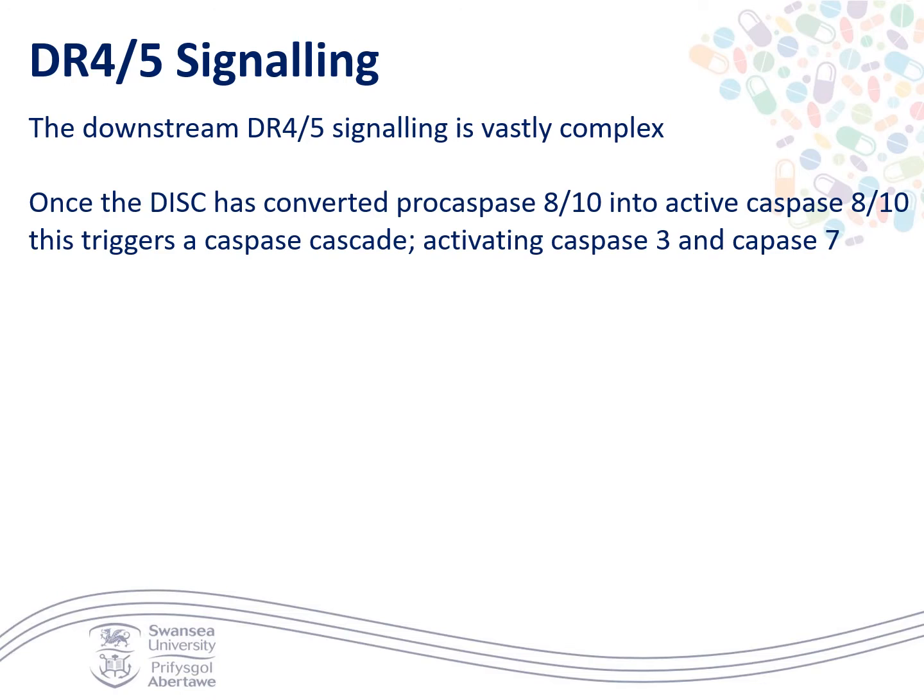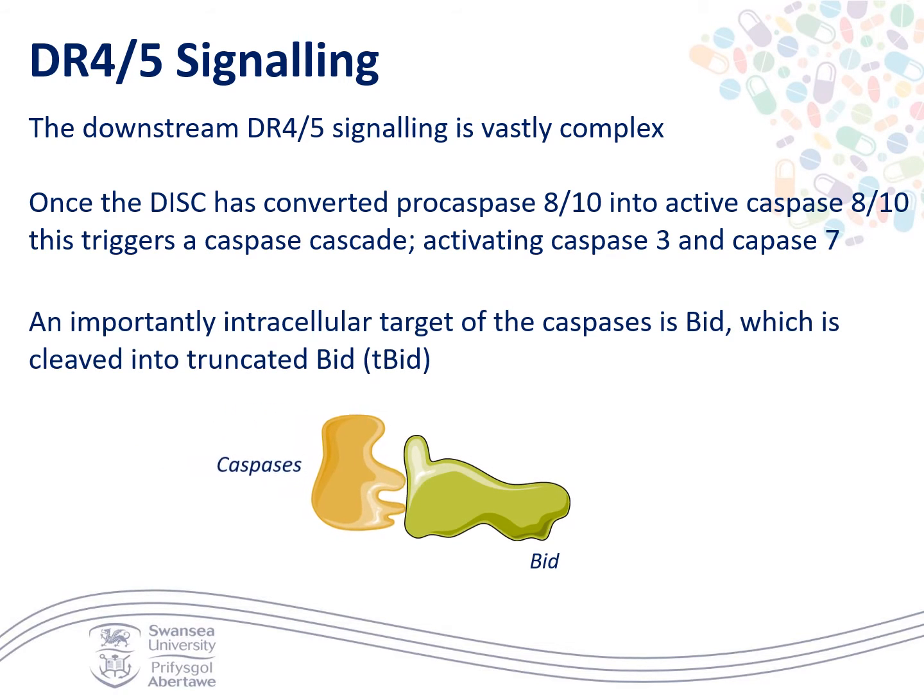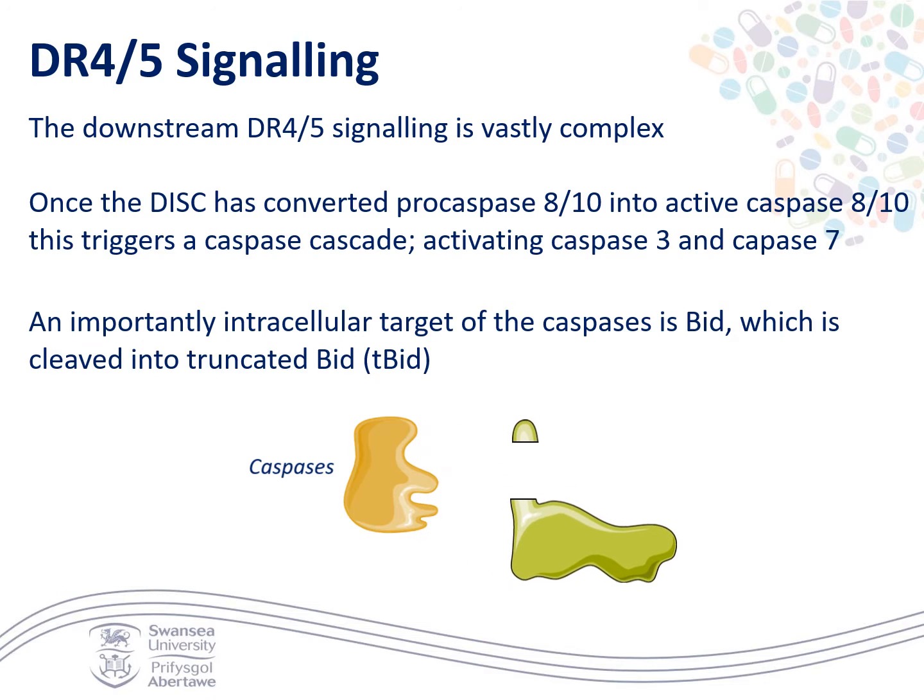Once the DISC has converted pro-caspase 8 and 10 into the active caspases 8 and 10, we then have a caspase cascade. Essentially, once we activate 8 and 10, they begin to activate a number of other caspase family members, such as caspase 3 and caspase 7. An important intracellular target of these caspases is a protein called BID. Caspases interact with BID and cleave a small portion of the BID protein to form truncated BID, or tBID.